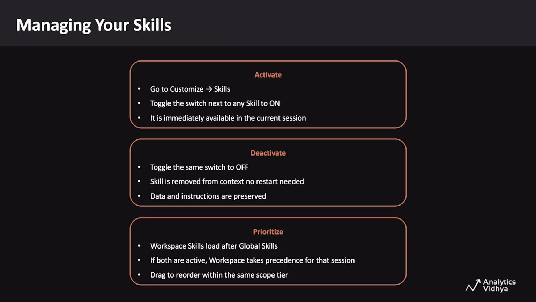Managing skills is pretty straightforward. To activate a skill, just go to the Customize section, then Skills, and toggle it on. It is immediately active. If you need to deactivate a skill, just toggle it off. No need to restart or reprompt. You can also prioritize skills within the same scope. Workspace skills take precedence over global skills in the same session. You can even reorder them by dragging and dropping them in the list.